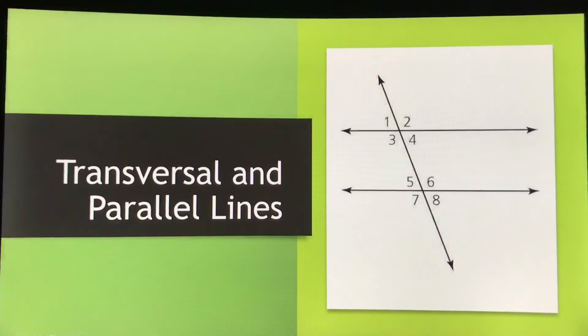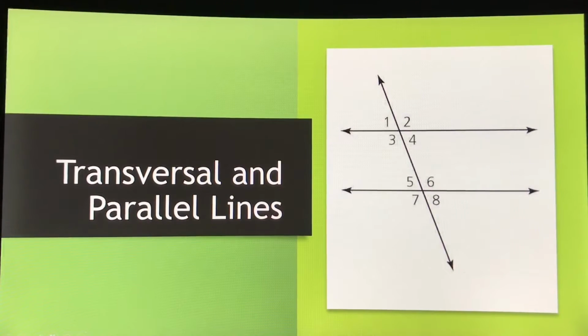When that happens, you have special angle relationships formed. For our focus today, we're just dealing with two parallel lines, and you have basically 8 different angles that are created. You have 4 on the top with the first line and 4 on the bottom.